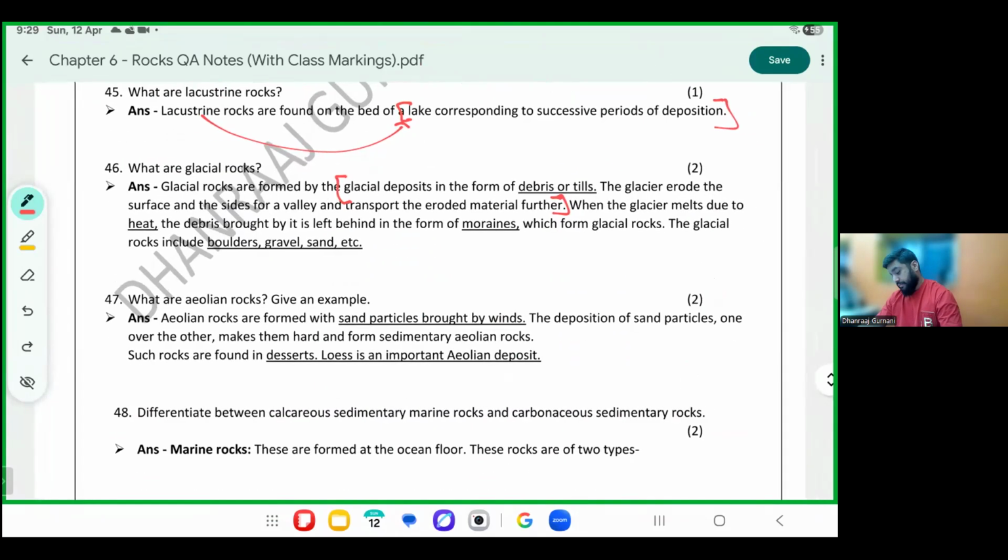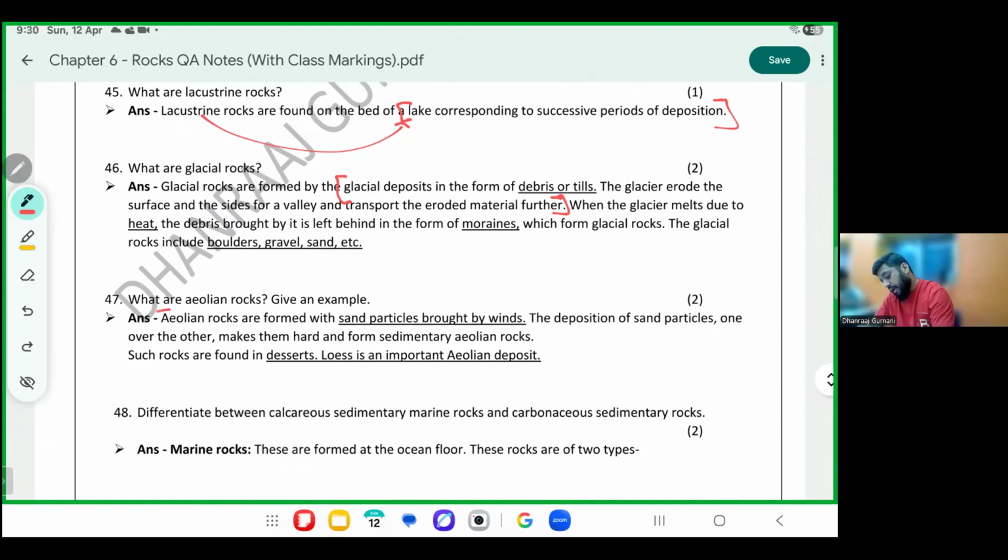Sorry, glacial rocks are rocks which are formed by glacier debris or tills. The glacier erodes the sides of the valley and brings the sediments down. Debris or tills means big rocks, which you just saw.